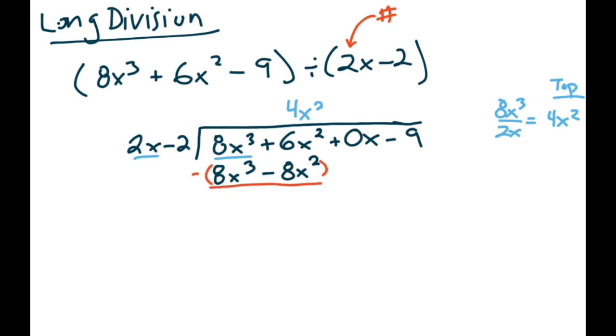Now we need to carefully subtract down. The 8x cubes cancel out. 6x squared minus negative 8x squared is 14x squared. Bring down the plus 0x. And then we repeat. So we divide our first two terms. So this would be 14x squared divided by 2x, which would be 7x. This goes on top.